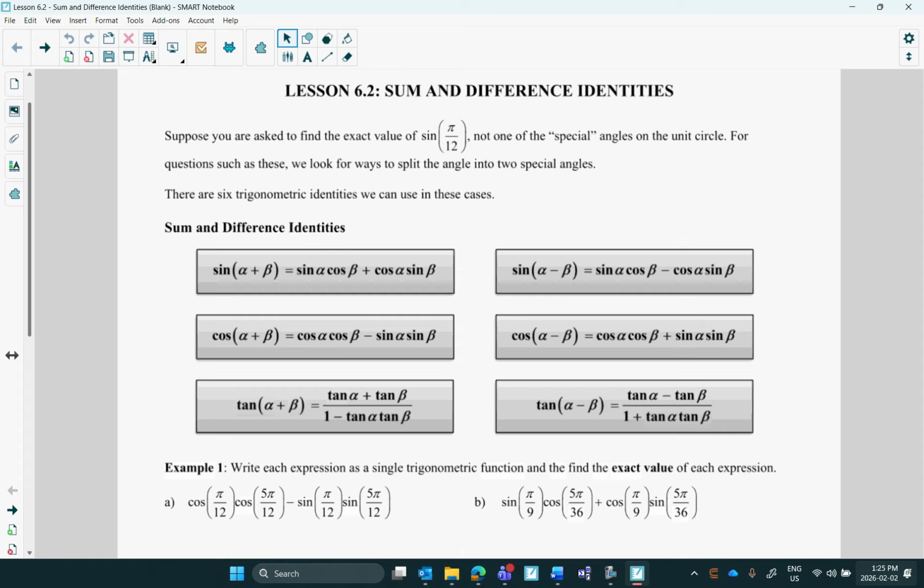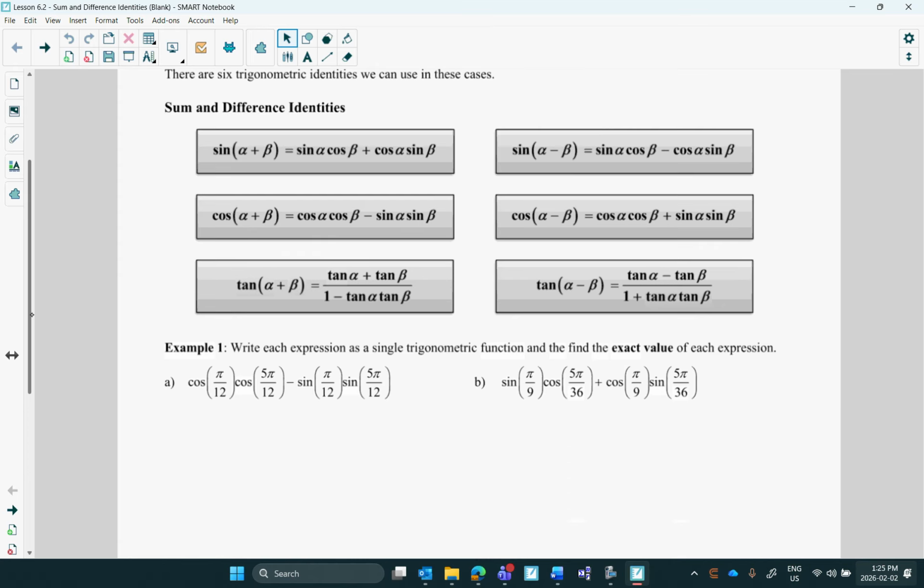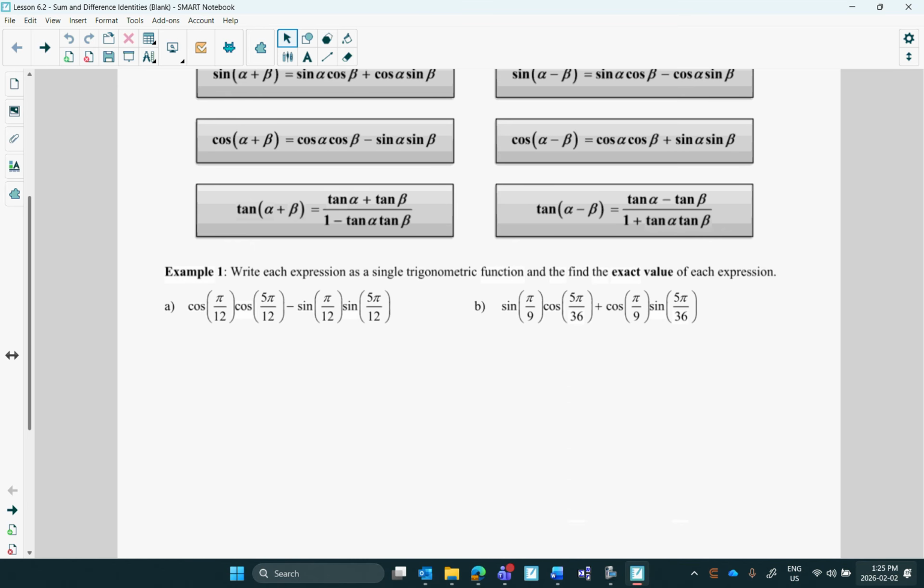Okay. So for example, you could be given an expression that's expanded and asked to write the compressed form. Or you could be given the compressed form and asked to expand it. So for example, this one, okay?